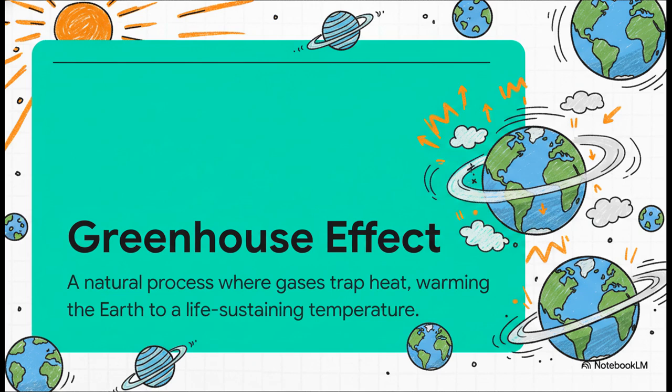So what is it exactly? Honestly, the best way to think about it is like a planetary blanket. The greenhouse effect is just this natural process where certain gases in our atmosphere trap heat. They stop all of it from just bouncing back out into space. And that keeps the Earth's surface at this nice, cozy, life-sustaining temperature.